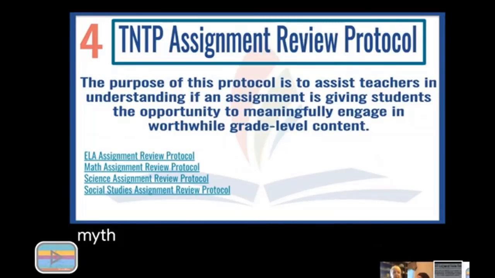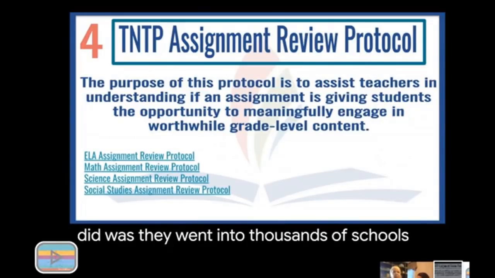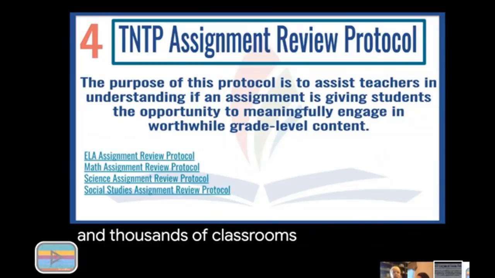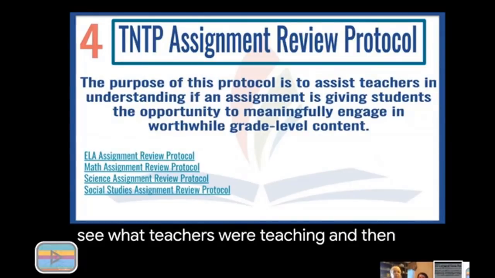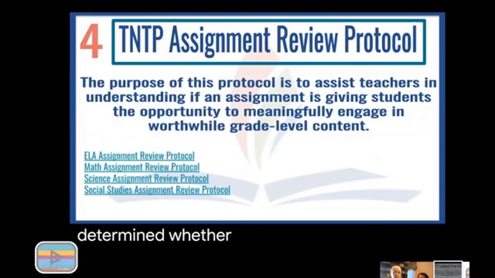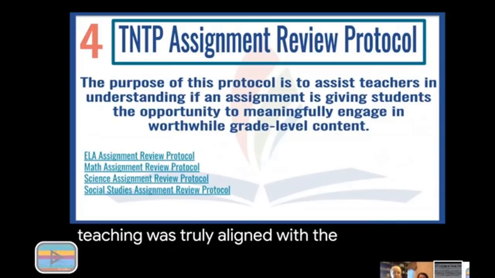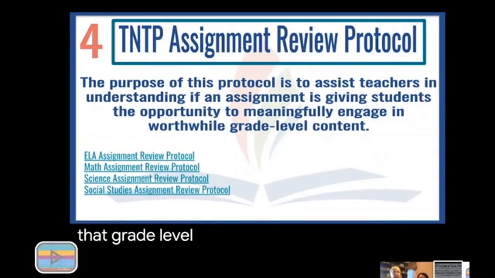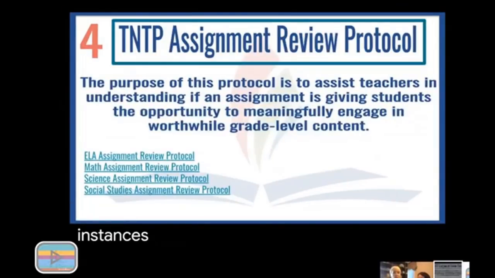And essentially what they did was they went into thousands of schools and thousands of classrooms, and they looked to see what teachers were teaching, and then they determined whether or not what they were teaching was truly aligned with the standards for that grade level. And in far too many instances, they were not.